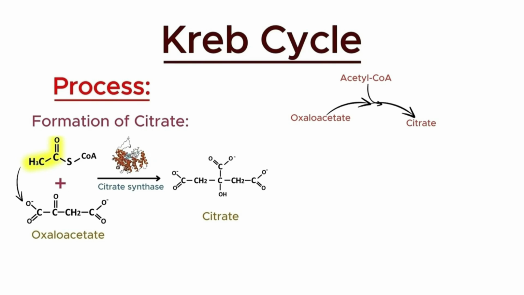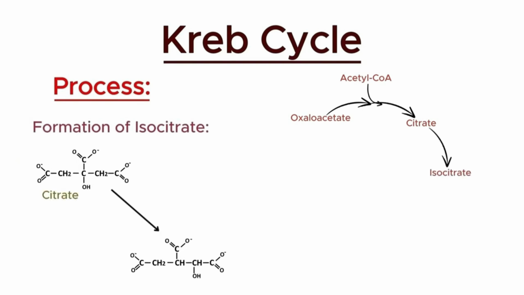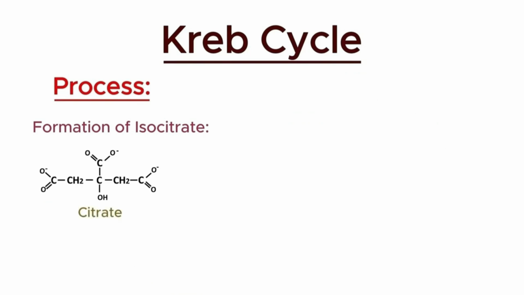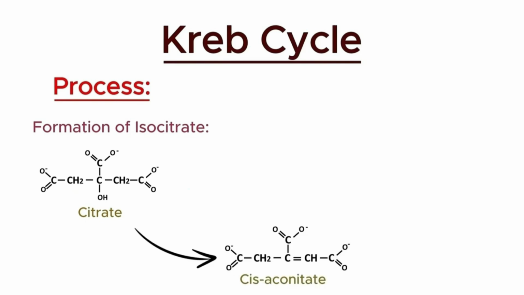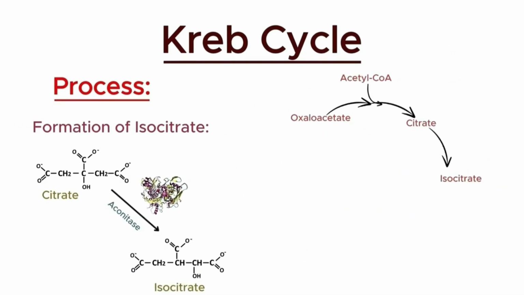in the Krebs cycle. In the second step of the Krebs cycle, citrate undergoes a rearrangement to form isocitrate. This reaction is catalyzed by the enzyme aconitase. Citrate is first converted to an intermediate called cis-aconitate through the removal of a water molecule. Then, water is added back to this intermediate to form isocitrate. This step is crucial as it prepares the molecule for the subsequent oxidative decarboxylation.